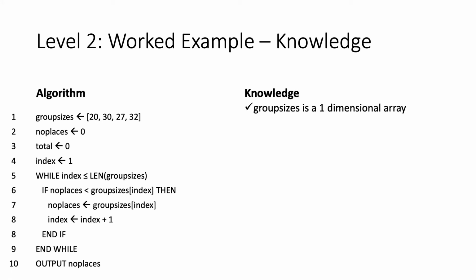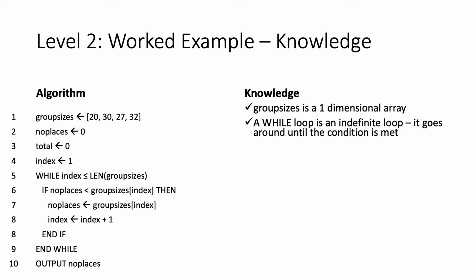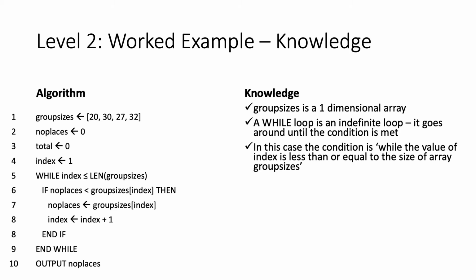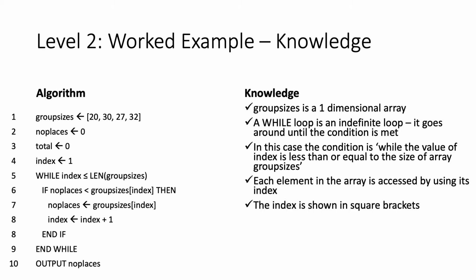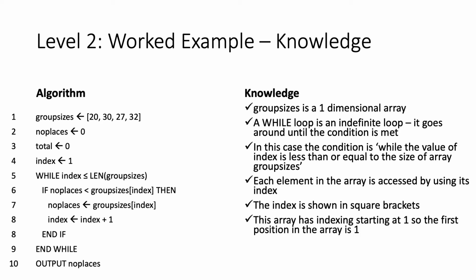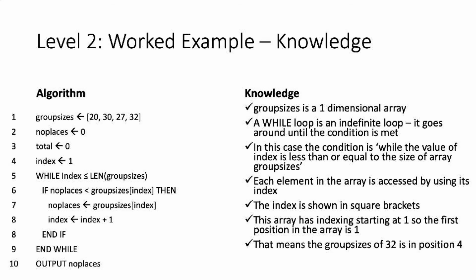Okay, let's have a look at a slightly more difficult algorithm. So in this case, we're using an array, a one-dimensional array, and it's called group sizes. They'll always tell you where the arrays start. Usually they start at 0, so 0, 1, 2, 3, but that's not always the case, but they will tell you. We've got a while loop, which is an indefinite loop.